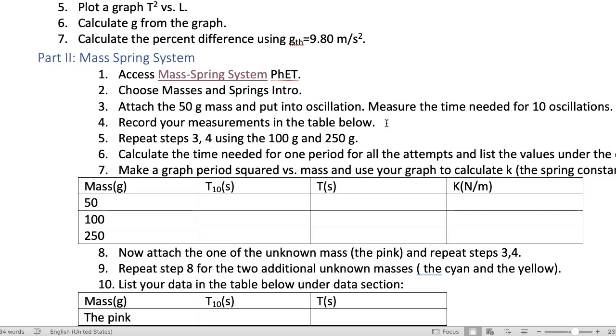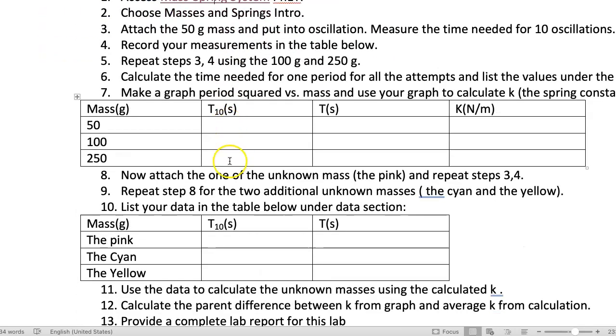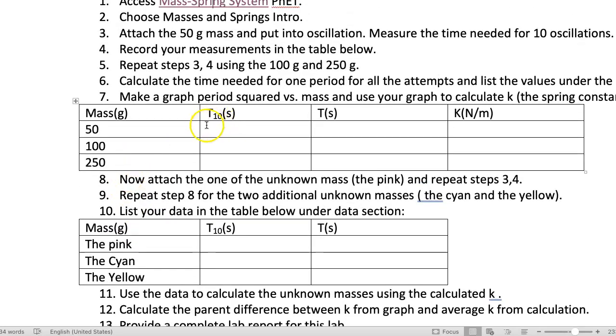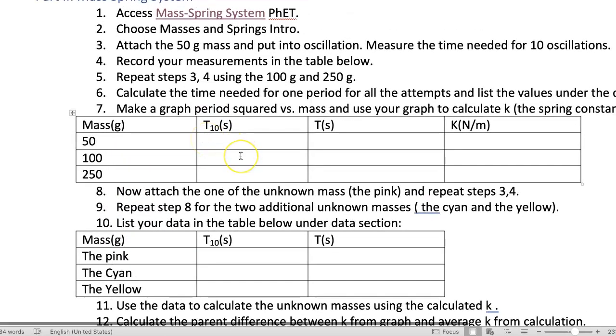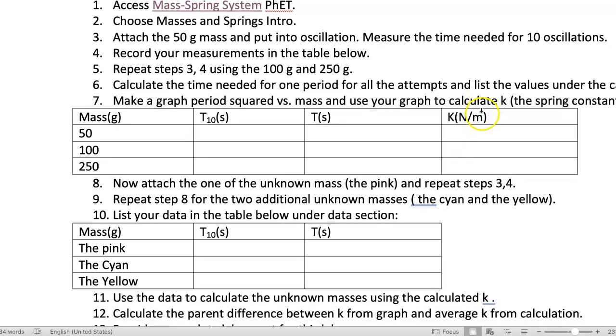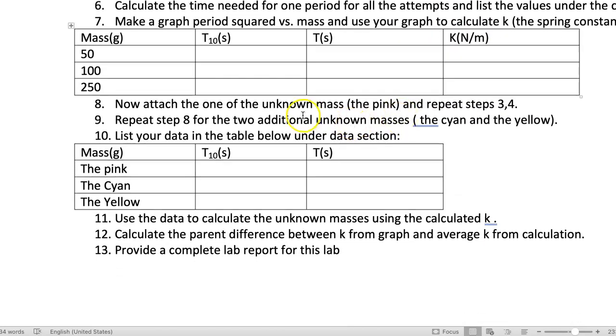Now this was task 4. Task 5, we have here, we are going to have also a graph, which is going to be T squared versus K, and from that graph I will be able to calculate K also. Then I have K here from the calculation, and I have K from the graph.